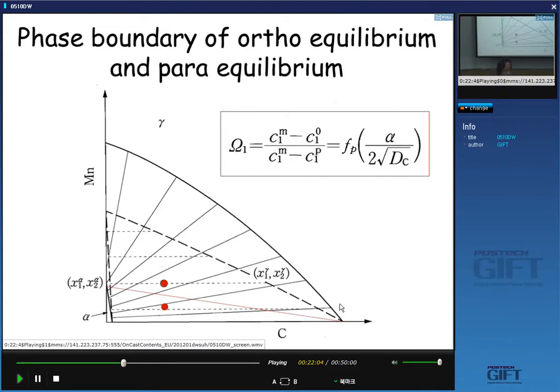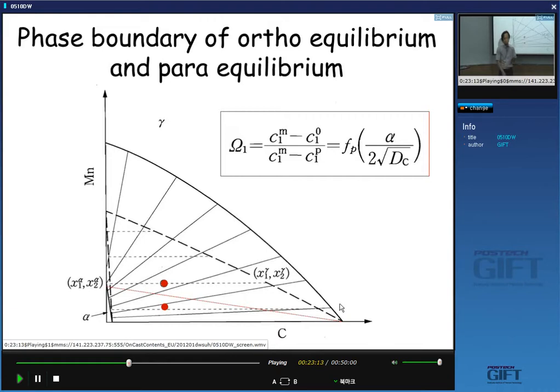So the partitioning local equilibrium and negligible partitioning local equilibrium concepts are both based on the full equilibrium state, which is called ortho equilibrium. Ortho means true. So the region of the growth mode of the partitioning local equilibrium or negligible partitioning local equilibrium is located in the real equilibrium phase diagram. But when you consider the para equilibrium, it has its own phase boundary, which is not related to the equilibrium phase diagram.